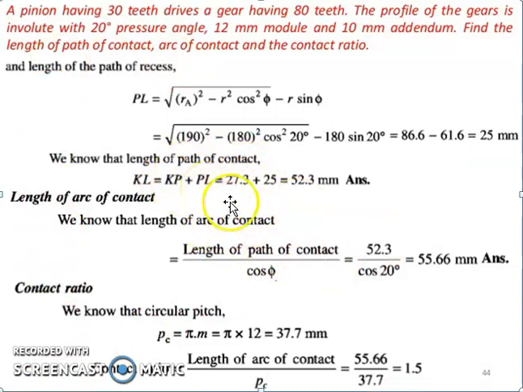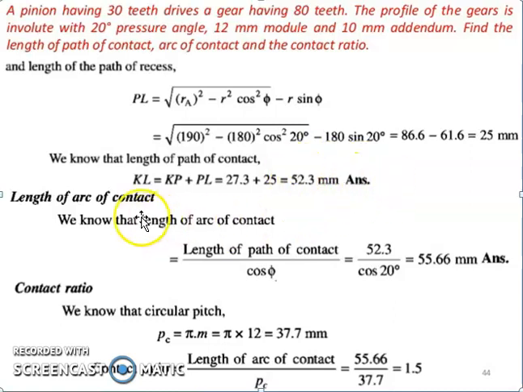That is path of approach plus path of recess. Path of approach is square root of RA square minus R square cos square phi, minus R sin phi, whereas path of recess is square root of capital RA square minus capital R square cos square phi, minus capital R sin phi. So adding path of approach plus path of recess, you will get the length of path of contact. Length of path of contact is 52.3 mm.